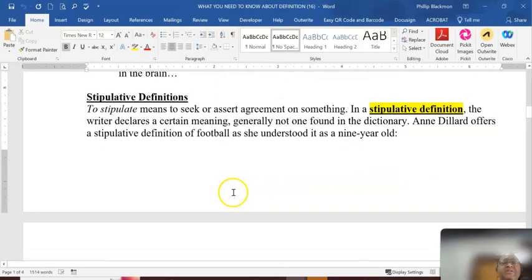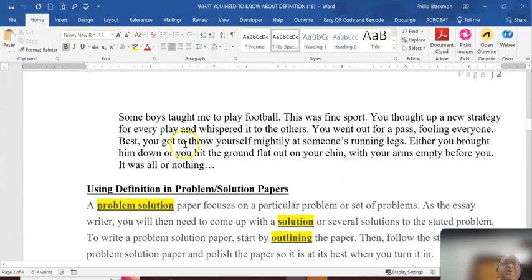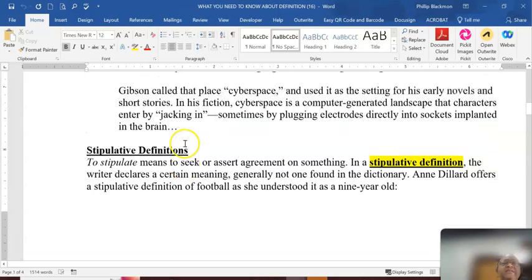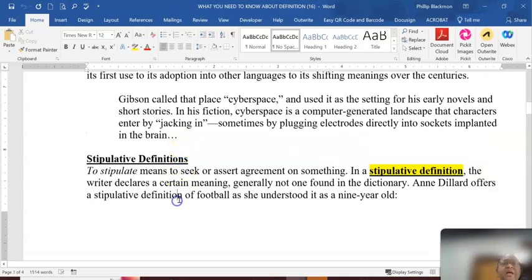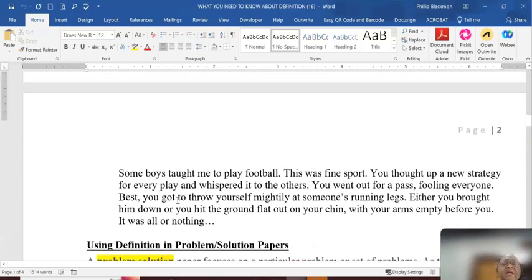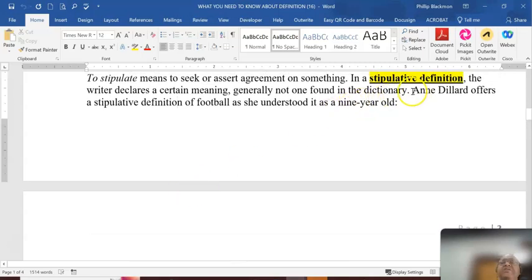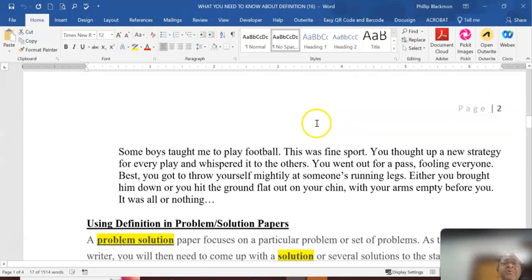We looked at this definition, right? The stipulative definition is your definition. It is your interpretation of how the term works, how you would define the term, who's going to be arguing on the two sides, right? So with this one, we talked about the Annie Dillard example. She wrote about her definition of football, right? And how she understood the game of football as a 9-year-old.